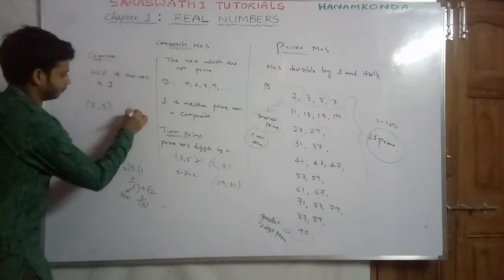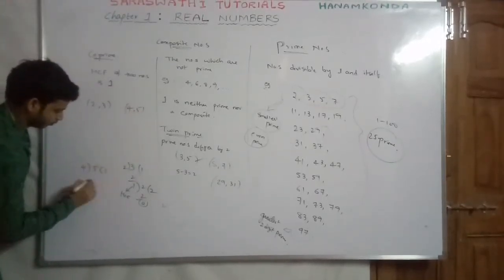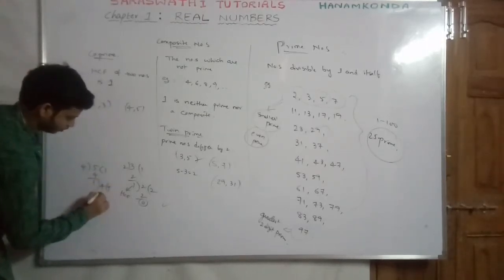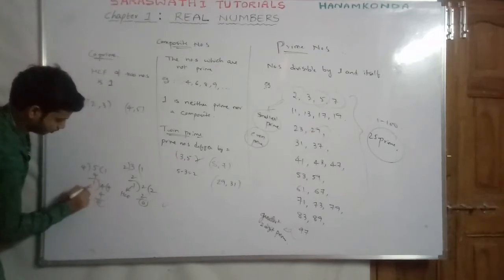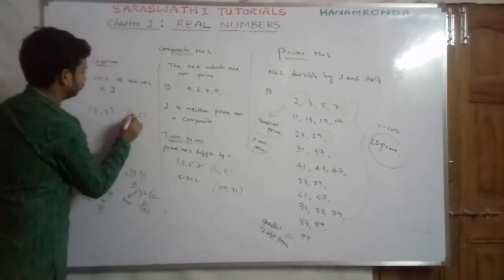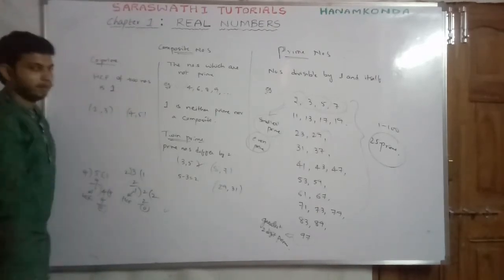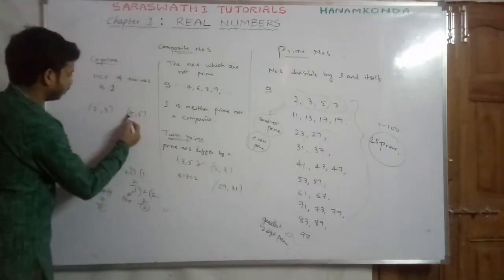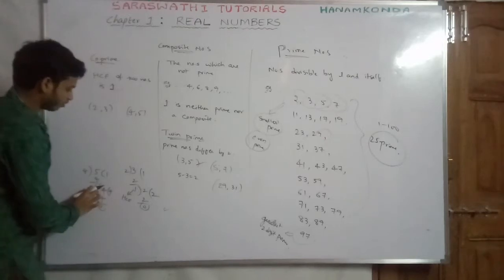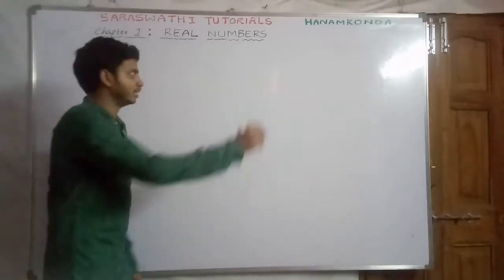Similarly 4 comma 5. HCF of 4 and 5: 4 1 is 4, remainder is 1. Again 4 1 is 4, remainder is 0. So the HCF you have obtained is 1. Therefore HCF of 4 comma 5 is 1, and these two are said to be co-primes. If you observe here, 4 is a composite number, 5 is a prime number, but the HCF of the two numbers is 1. Since the HCF of the two numbers is 1, these two numbers are said to be co-primes.